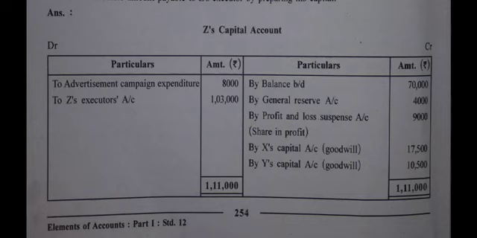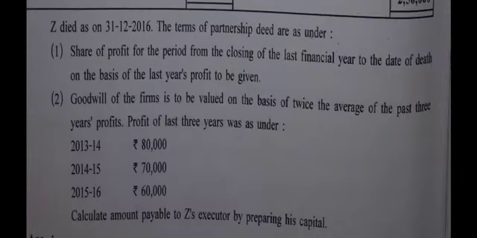let us see which is our next adjustment. Goodwill of the firm is to be valued on the basis of twice the average of the past 3 years' profit. Okay, we are supposed to find out the value of goodwill here. This concept is already included in chapter 3, so this is not new. We can quickly find out the value of goodwill here.